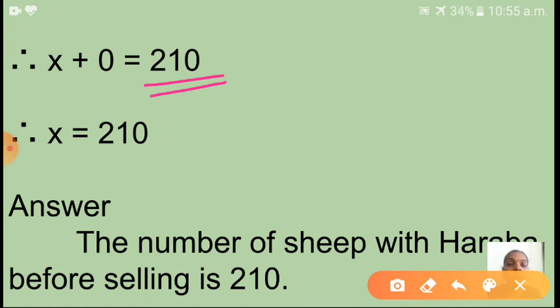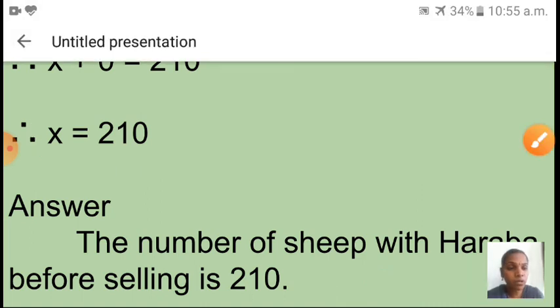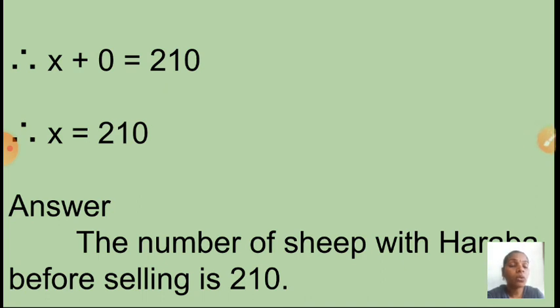Understood children? So your answer is what? X is equal to 210. X is what? The number of sheep with Haraba before selling is 210. Understood? So children, if you are getting any information, you can make an equation. Isn't it children? So if you are getting any word problem, read the word problem and you have to make an equation. Before that, whichever one you have to find, take as a variable. Afterwards, make an equation, and afterwards solve the equation.